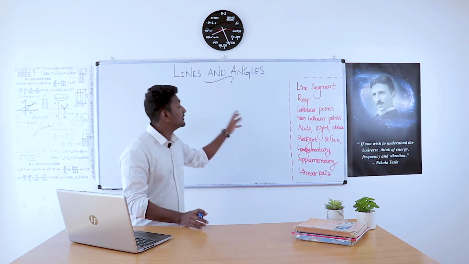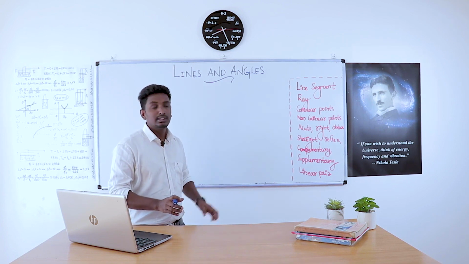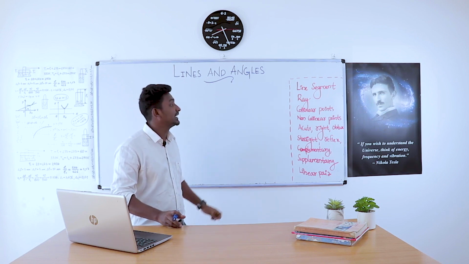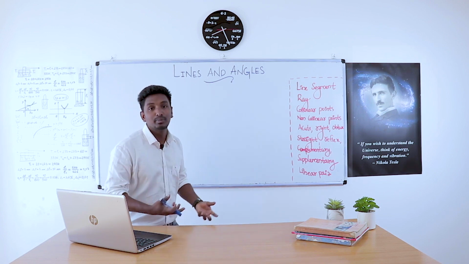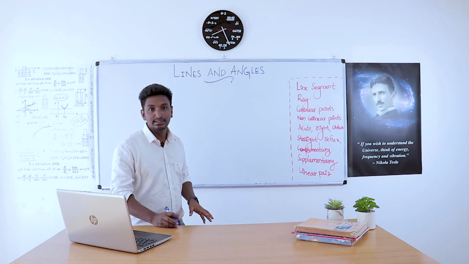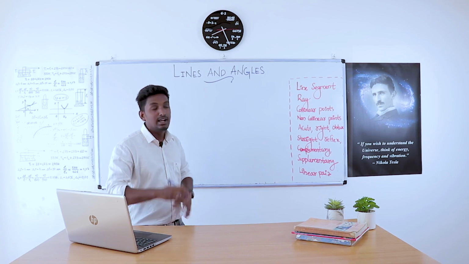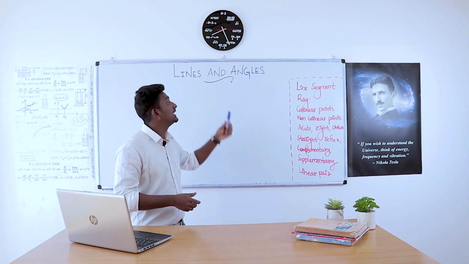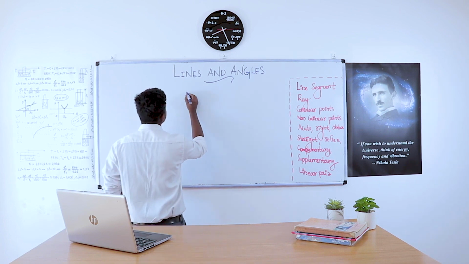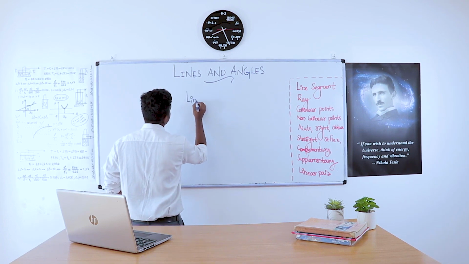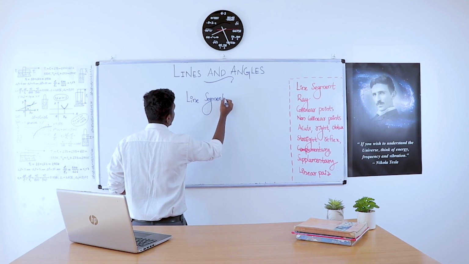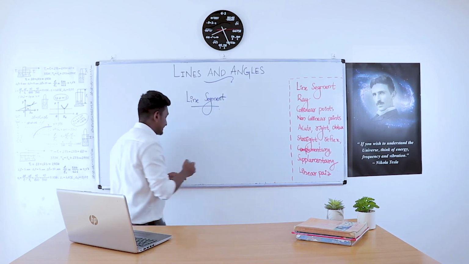First of all, before going through the peculiarities of angles or the criteria for classification of angles, we have to define some basic terms related to lines and angles. The first one is a line segment. You all have heard the name line segment. What is a line segment?